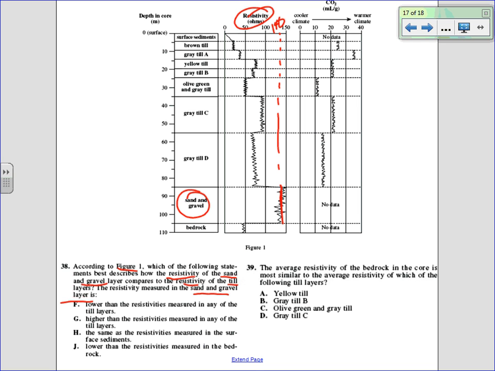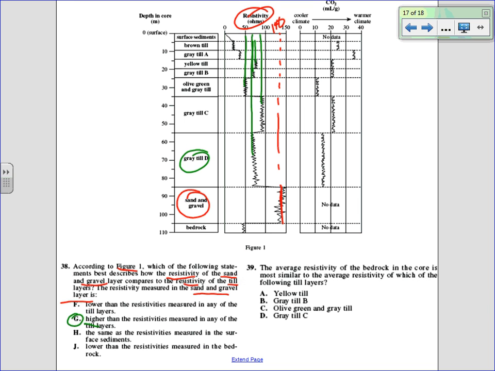F is lower, so the sand and gravel resistivity is lower than the resistivity of the till layers. Let's do the till layers in green. We have till layer here, here's a till layer, here's a till layer, and you'll notice that in this case there isn't a single till layer that's greater than the resistivity of the sand and gravel layer, which means that the statement, the resistivity measured of the sand and gravel layers is higher than the resistivity of any of the till layers, is the one that we're looking for to be true.